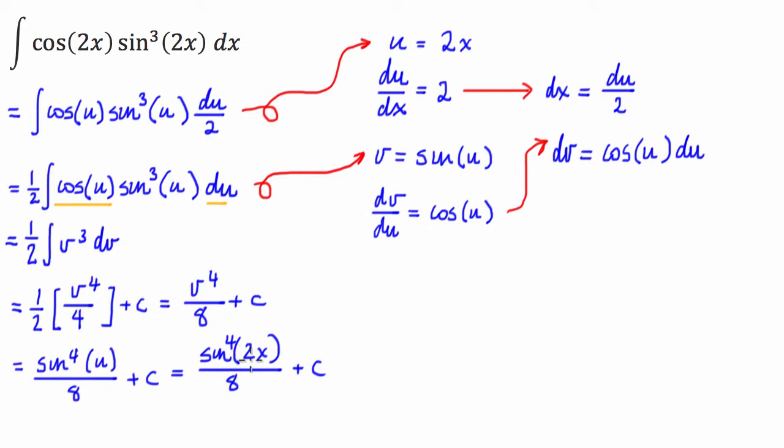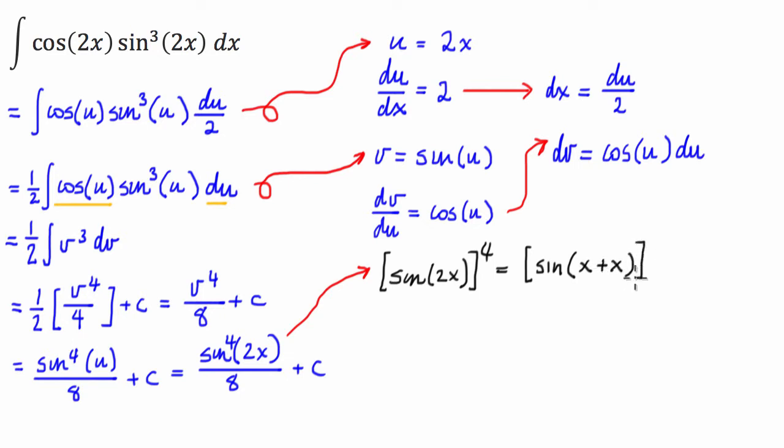Now, this sine to the power of 4 2x, let's just work on that for a second because I want to simplify this out as much as we can. So I'm going to say that sine to the power of 4 of 2x, I'll move it up here, is equal to sine of 2x all to the power of 4. Now, I'm just breaking it right down for you guys, this is going to be equal to sine of x plus x to the power of 4.